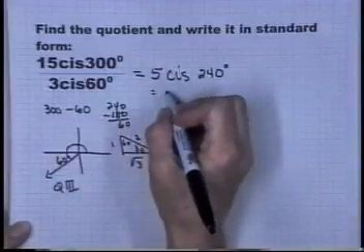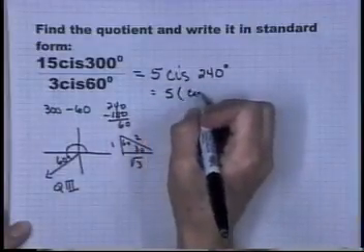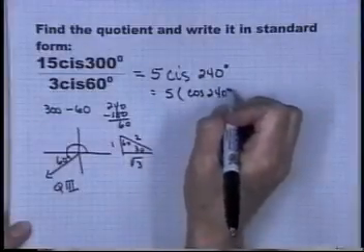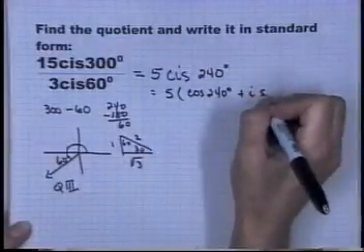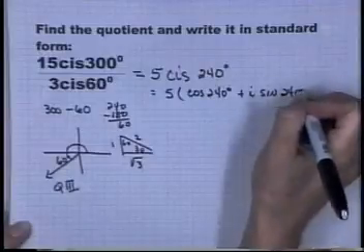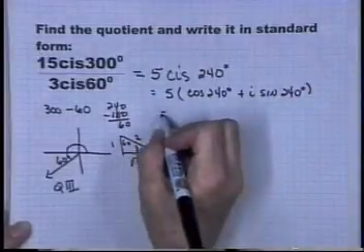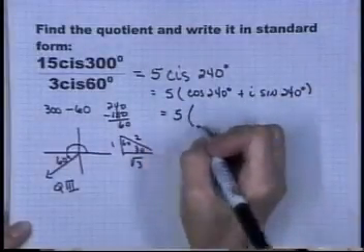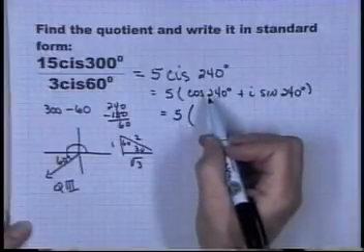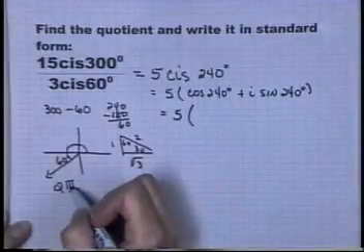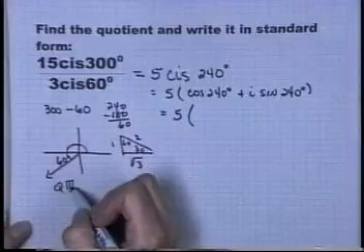Alright, so this means I have 5 times the cosine of 240 degrees plus I times the sine of 240 degrees. Okay, I think I'll just write it in here and then we'll distribute the 5 later. Since we are in quadrant 3, the cosine and sine are both what? They're both negative, aren't they?